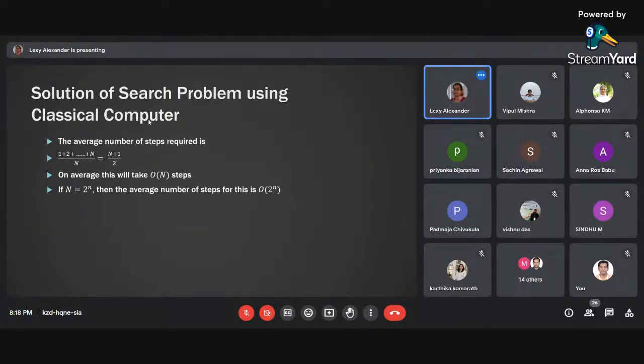So it is a function in n. We will say on average this will take big O of n steps. This is the computer scientist notation, big O of n. That means it will roughly take n steps. So if we take key search, suppose it is 128 bit length, then the total size capital N in this case is 2 power 128. Then the average number of steps required is again order of 2 power 128. So this is very huge. Using a classical computer, you cannot do the search problem. You cannot exhaustively search this.